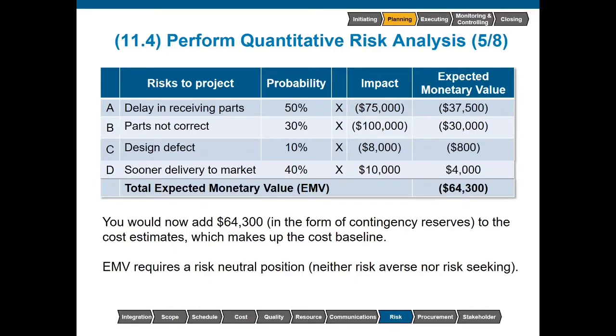At the same time, we cannot be risk seeking. If we were risk seeking, then a stakeholder might say to you, well, why is there only a 40% probability that we're going to have a sooner delivery to market? Is there something about the project that we can change to ensure that it happens or at least increase the probability? And now we'll be talking about risk response strategies of exploit or enhance.